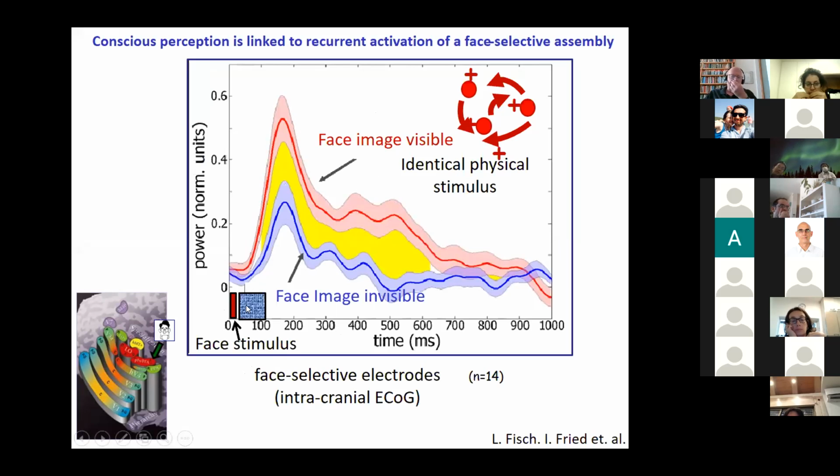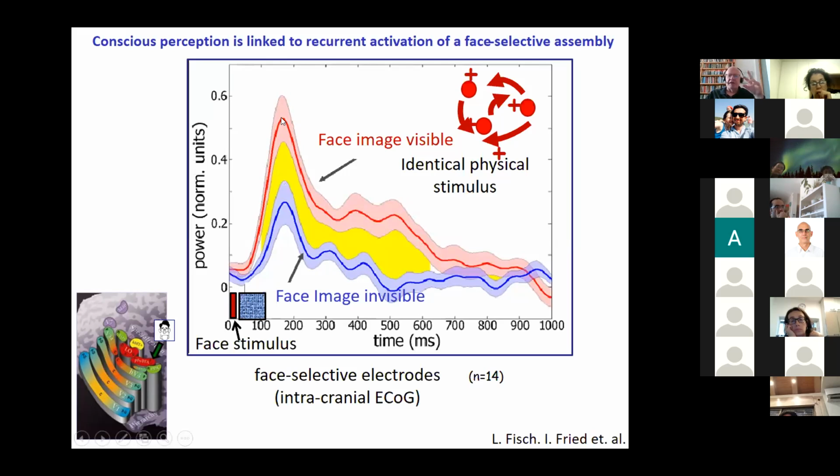This is the stimulus. You see the target face was presented very briefly, something like 30 milliseconds, and then the mask. The entire event happened for about 100 milliseconds. And look at the activity. This is the activity when the patient said, oh, sorry, I don't see the face, only the mask. And this is the activity when the patient said, I see the face.